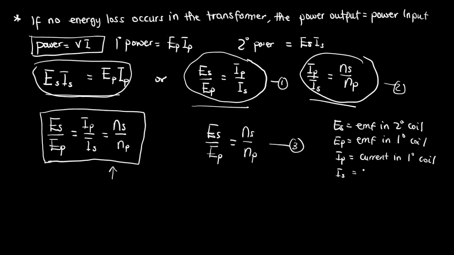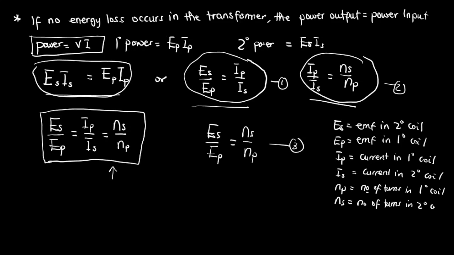IS obviously is the current in the secondary core. NP is the number of turns in the primary core, and NS is the number of turns in the secondary core. Very good, right? So this is the expression that we'll be using.